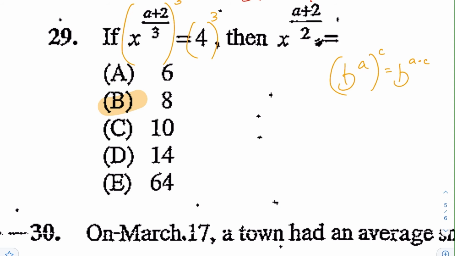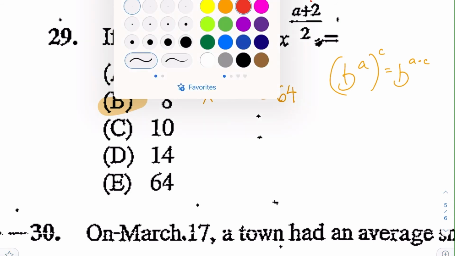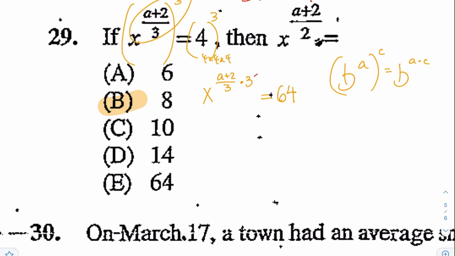So when you raise both sides to the third power, you're going to be multiplying the exponent. So that will be x raised to the (a plus 2) divided by 3, times 3, is equal to 4 cubed. And 4 cubed is 64. It's just 4 times 4 times 4. Now (a plus 2) divided by 3 times 3, that will cancel out. And you just have x raised to the a plus 2 is equal to 64.